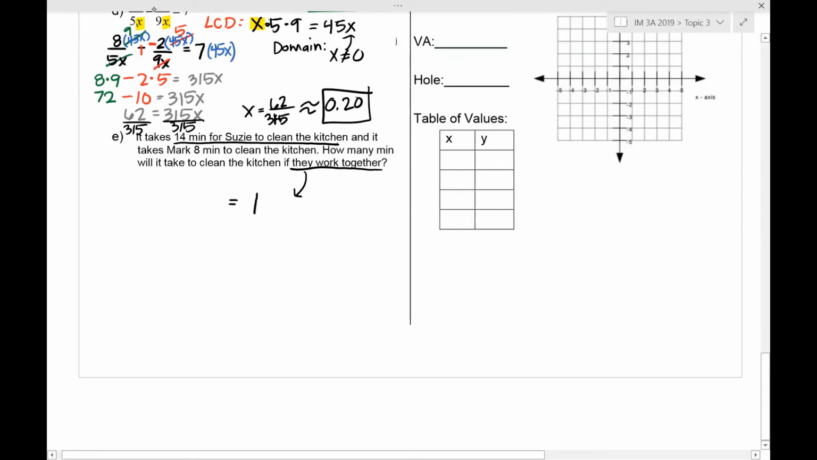It takes 14 minutes for Susie to clean the kitchen. So if they're working together, we're going to take x minutes over 14 to determine how long they're going to work together. So we're taking the time divided by her rate, which is 14, plus Mark takes 8 minutes. So we're going to take x divided by his rate, so 8 minutes, to figure out how long it's going to take them if they work together. So x over 14 plus x over 8 has to equal 1.